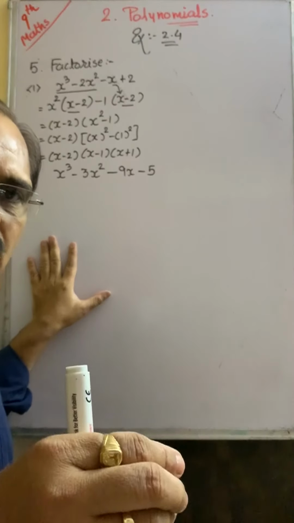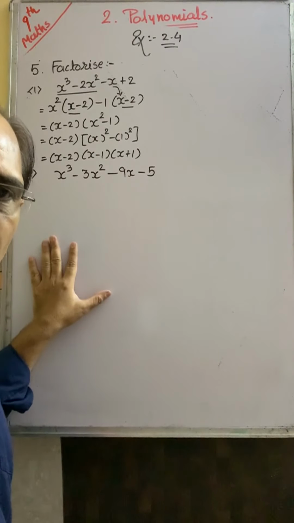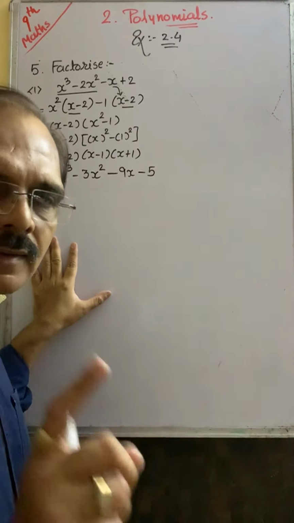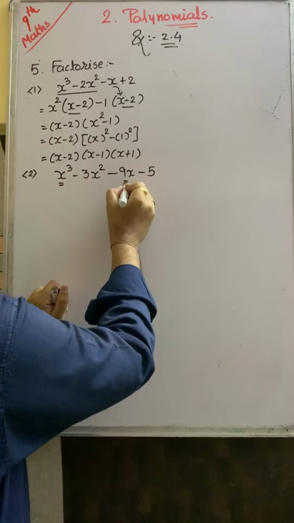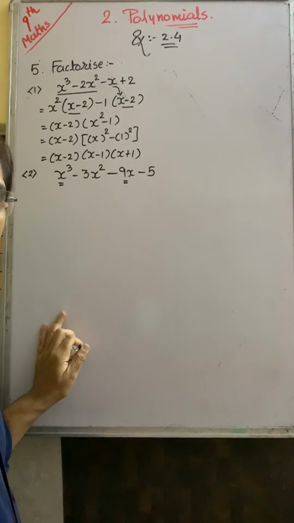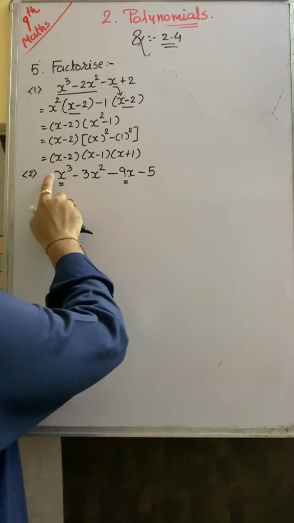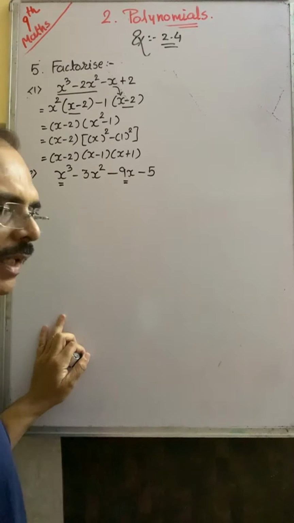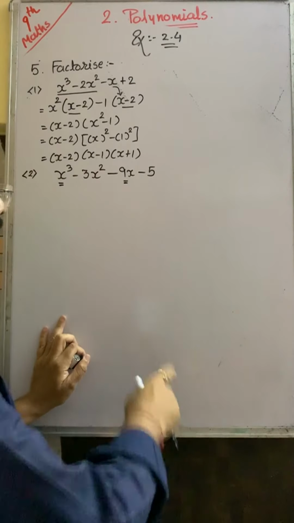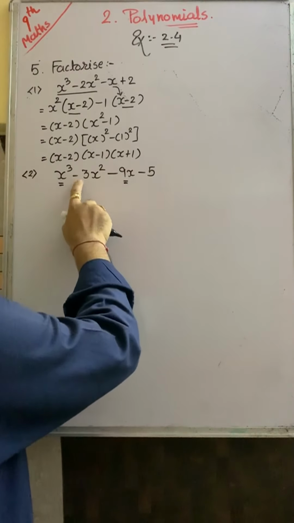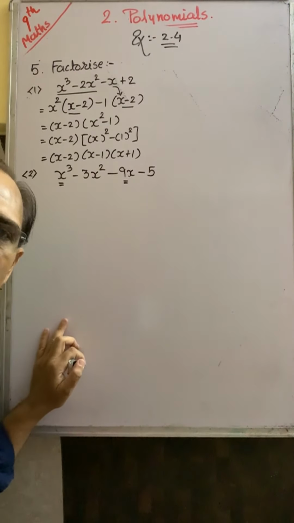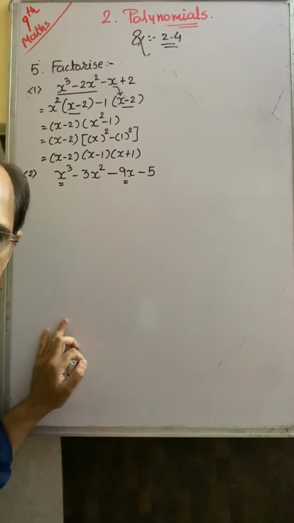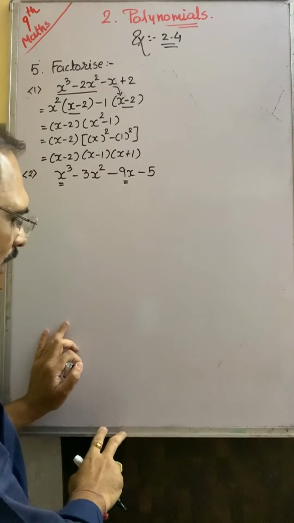Now think about x plus 1. Okay, it means the odd power coefficients sum and the even power coefficients sum should be the same. So for the odd power terms, the coefficients total is 1 minus 9, which is minus 8. Now the even power, minus 3 minus 5, minus and minus add up, so it is also minus 8. Both are equal, so we can take x plus 1 as a factor. Okay, so you can do it in this way.